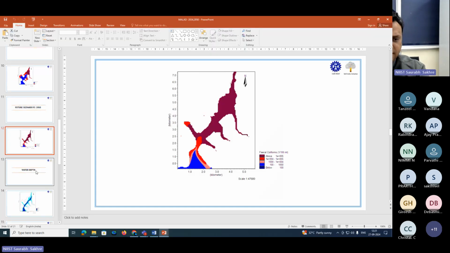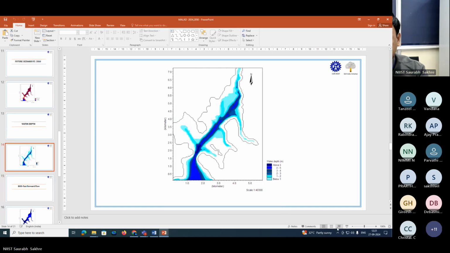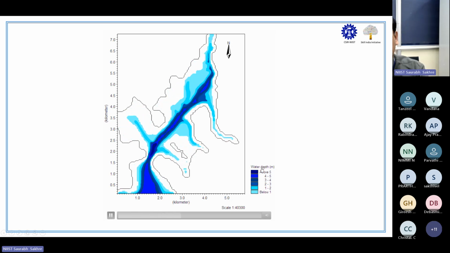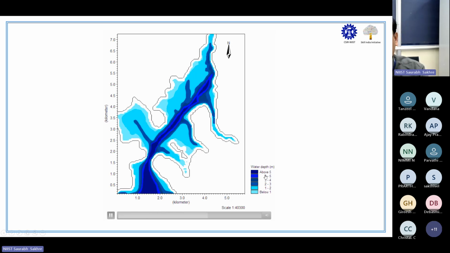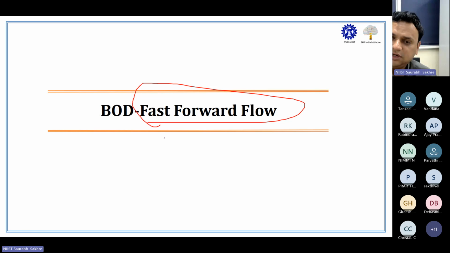Okay. So similarly we can do one simulation for water depth also. So this is how water depth will increase or decrease in the region. This blue color is below 1 meter, this is above 5 meter when there is high tide and when there is low tide. Now there is one term called fast forward flow. Fast forward flow is also called as a dream scenario, when 100% of the wastewater is getting treated.